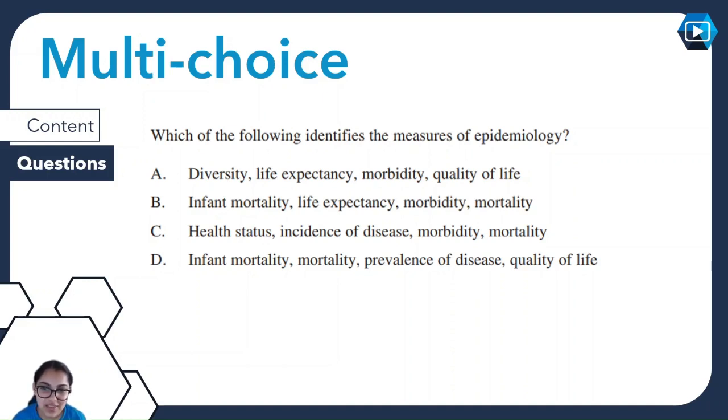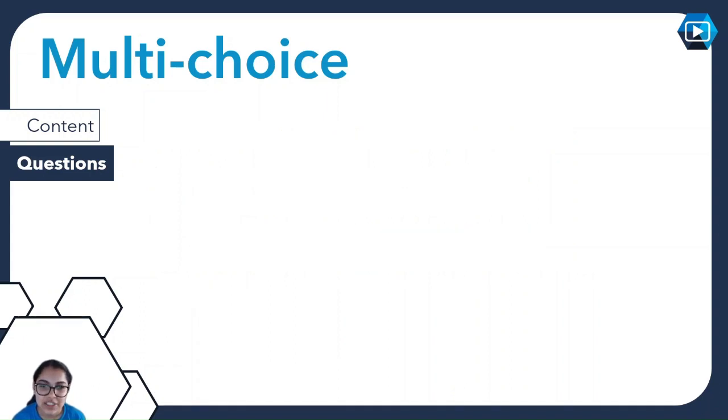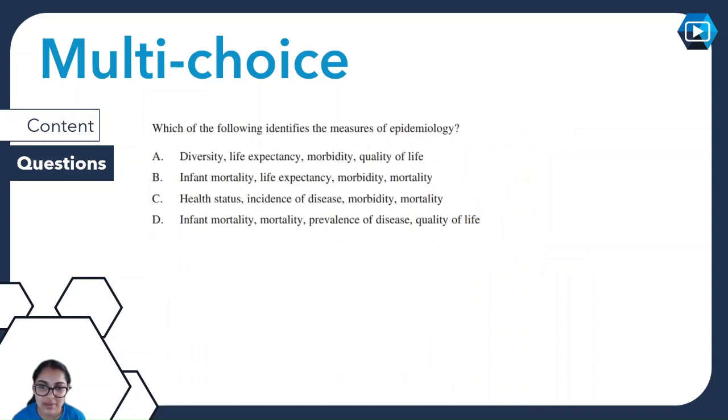So within this, and this is from the 2022 HSC paper, we can essentially begin by eliminating some of them. So firstly, we know that A would be incorrect because diversity, and this is a recall from your year 11 syllabus, diversity is a social justice principle. It is not a measure of epidemiology.